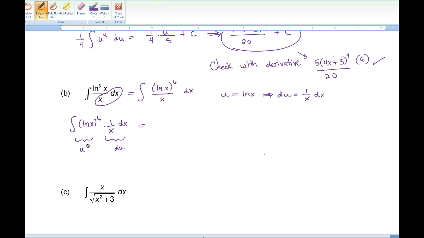Most of these will turn into a power rule or just a trig function. That's our goal. This was all the hard part, and then the easy part is integrating with u. So it becomes u to the 6 du, so we get what? u to the 7th over 7 plus c. And then we just replace, so we get ln of x to the 7th. You can write it on the outside, it doesn't matter.